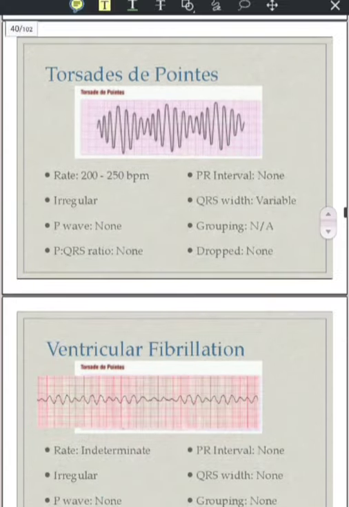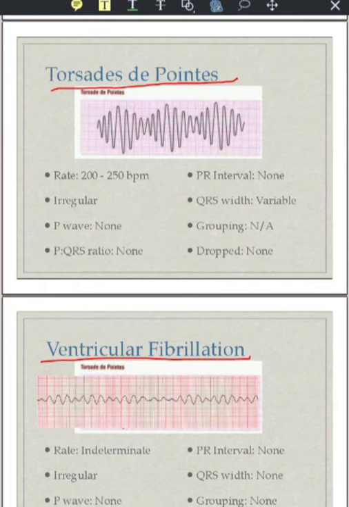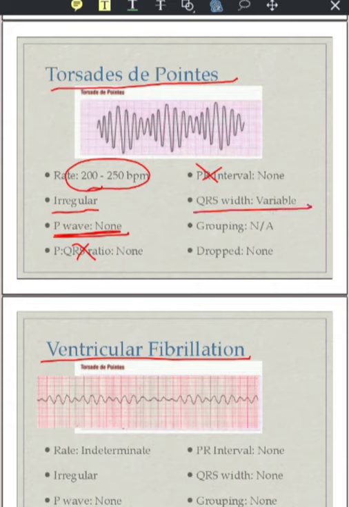Okay, now these two ECGs, this one is rare, but these two are potentially lethal, right? In this, the rate is going to be 200 to 250 beats per minute, but it is going to be irregular, irregularly regular, right? There are no P waves. Since there are no P waves, there is no P to QRS ratio or P interval. QRS width is variable. Previously we've seen that it was widened and bizarre. Here it is not. It is variable, right? You cannot say here it is different, here it is different.